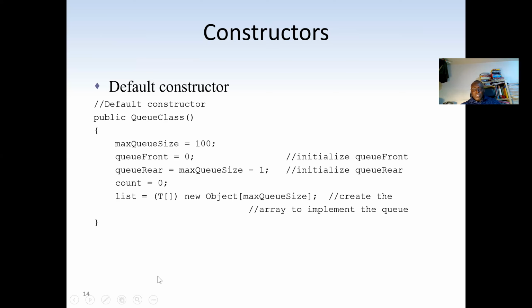So again, this is our first method, the constructor. This is a default constructor. It initializes the queue to an empty state. There's nothing inside the queue. And we specify the size to be 100.